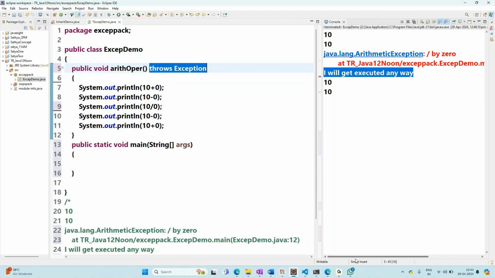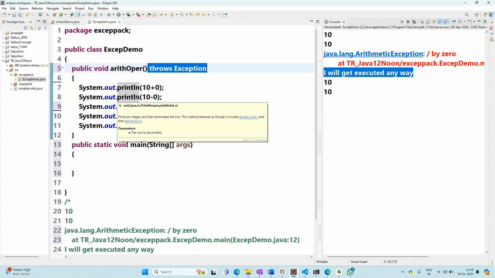As we are in doubt that this may throw an exception, what is the other way? We write a try block, and we write the doubtful code. So that is one way. And what is this way? This way is going to say that I'm going to throw an exception. So here, we are throwing an exception.